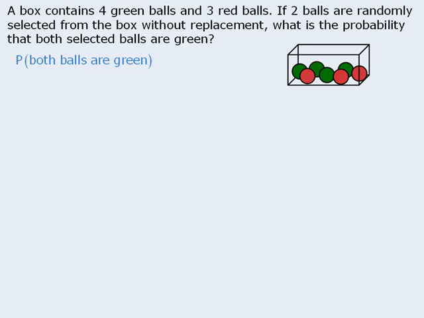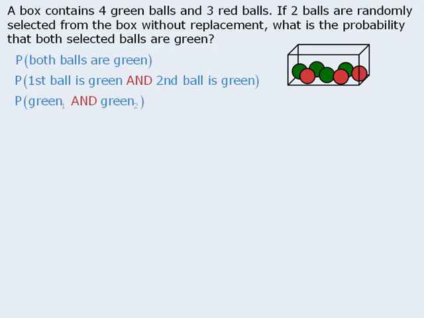To see this, we must first recognize that in order for the two selected balls to be green, the first ball must be green and the second ball must be green. So we can rewrite our probability as shown here. Another way to write this is to use the following notation. This denotes selecting a green ball on the first draw, and this denotes selecting a green ball on the second draw. Now let's identify the two events in this question.